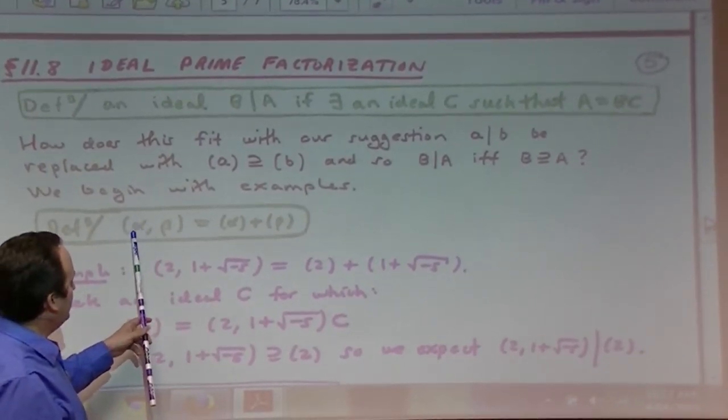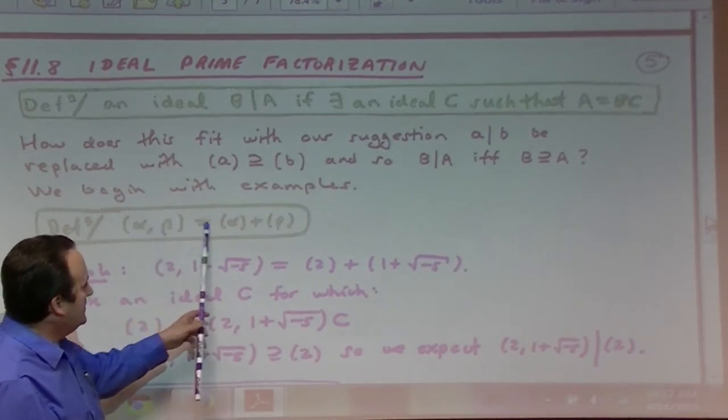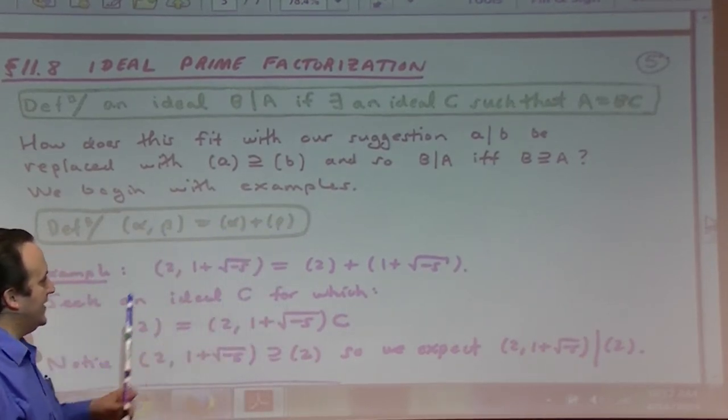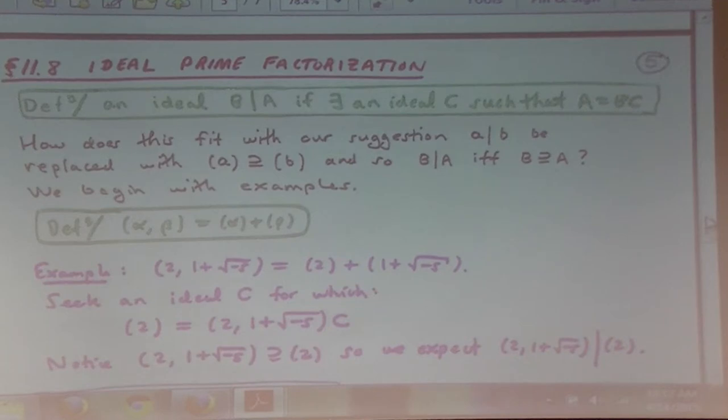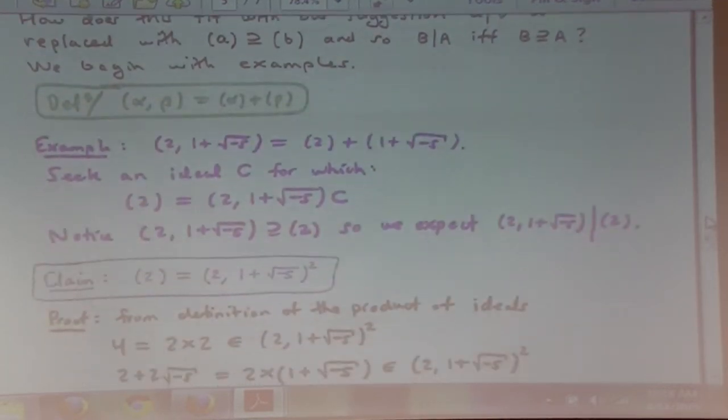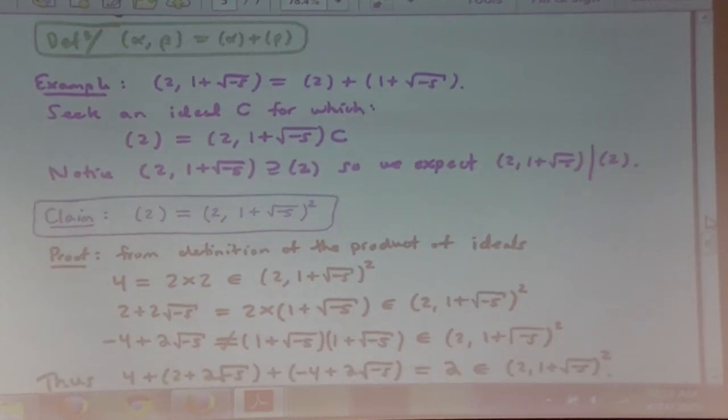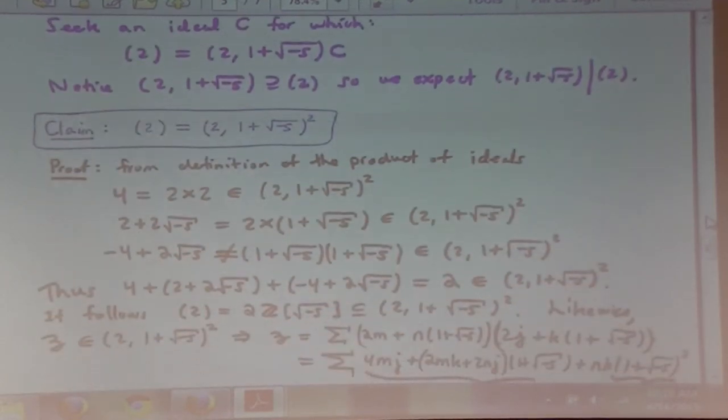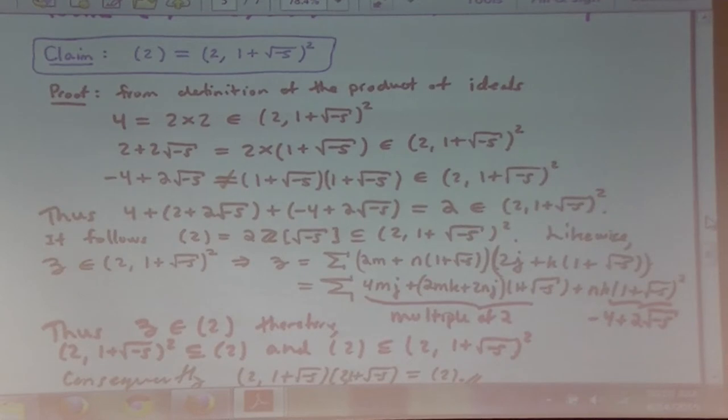The ideal generated by both A and B is the sum of the principal ideal generated by alpha plus the principal ideal generated by beta. And so I showed you some of these calculations last time. I just want to go back through them again briefly. For example, claim: 2 factors as the ideal (2, 1 plus square root of minus 5) squared.